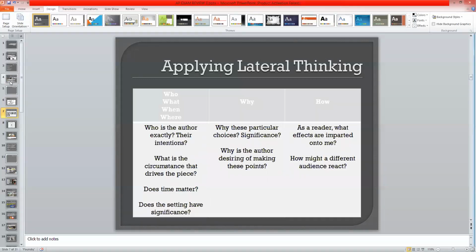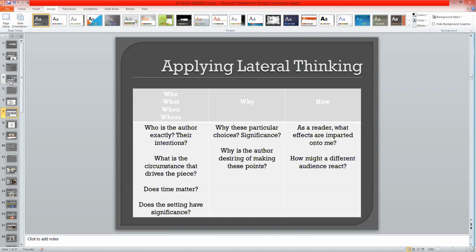So we oftentimes think about the general requirements of a text, but we add another level to it, right? If we're asking who is the author exactly, we're also thinking about their intentions. What is the circumstance that drives this piece? Does time matter? Does the setting have significance? Why these particular choices? Why write with an M dash? Why write with a semicolon, all that? What is the significance of that? Why is the author desiring of making these points?